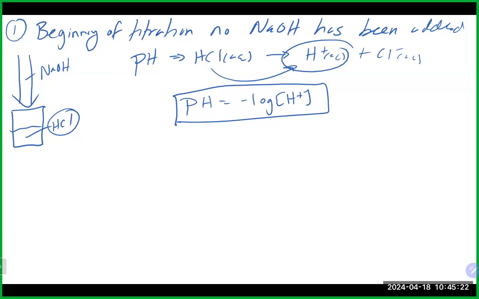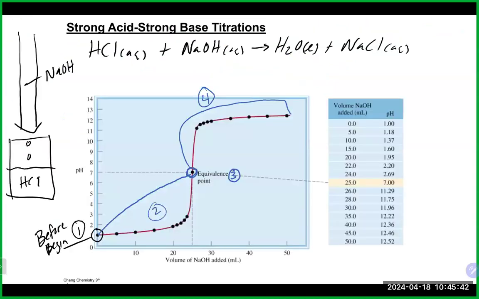I don't have to worry about anything. I haven't added anything. I could just use the molarity. And in this case, since HCl is a monoprotic acid, the concentration of the HCl will be the concentration of the H+. So we could go directly into our pH equation and get the pH here before we start titration. It should obviously be acidic, as we can see here, since we're starting with an acid only.